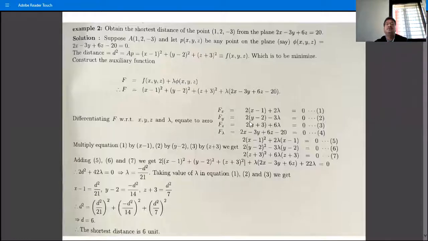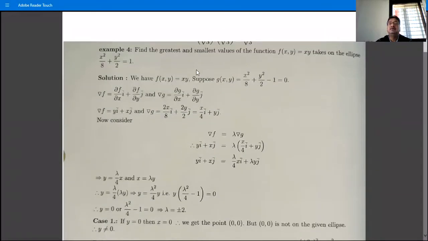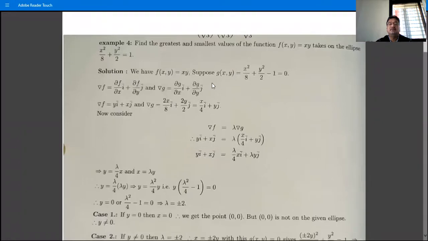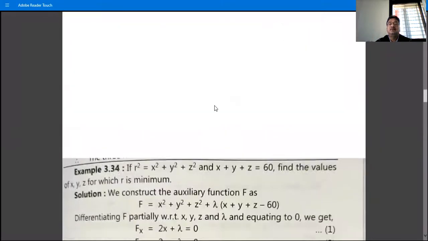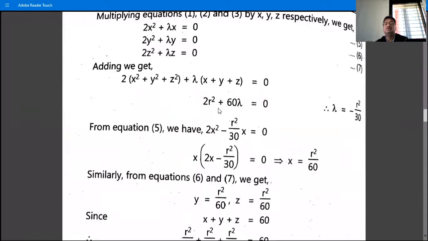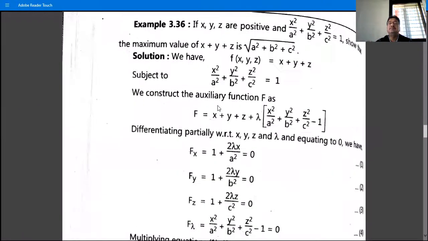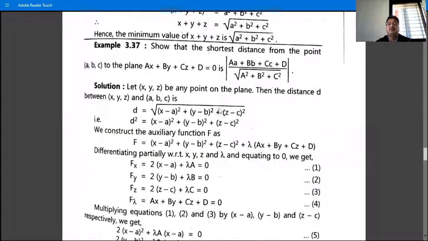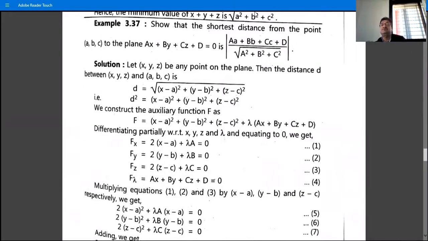So the problem is what? Find the shortest distance of the point ABC from the plane. So the shortest distance of the point ABC from this plane is this. So let x, y, z be any point on the plane. We have ax plus by plus cz plus d is equal to 0. The distance of x, y, z and ABC is this. Then d square is this.